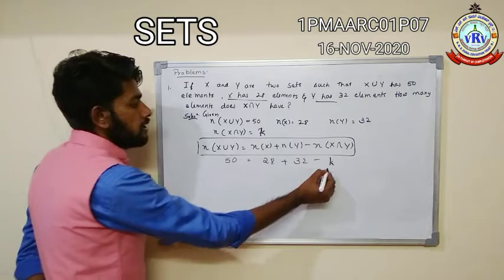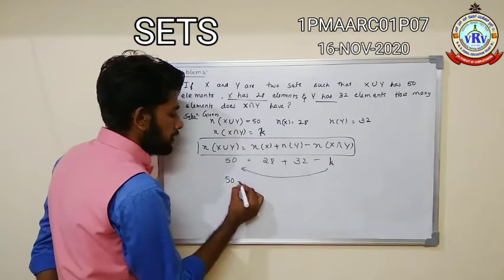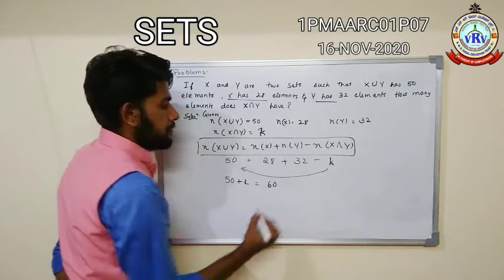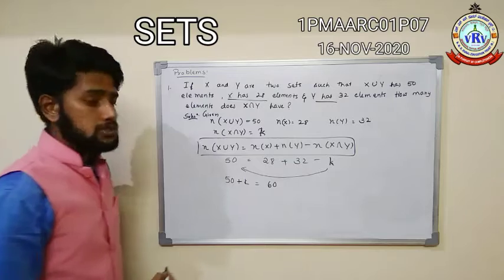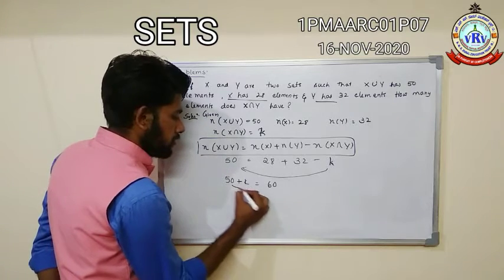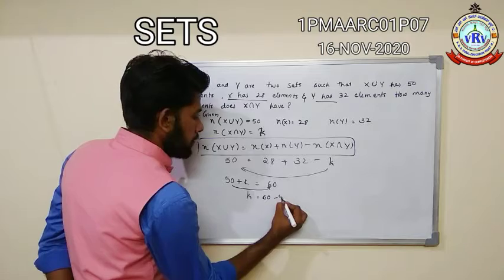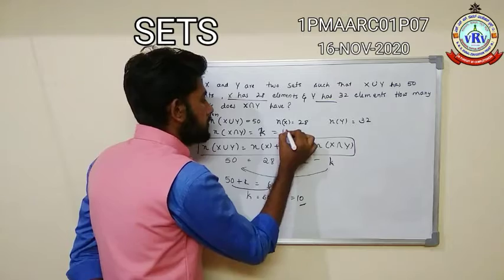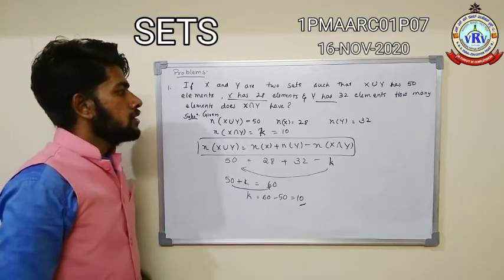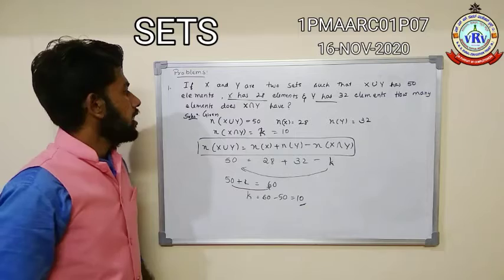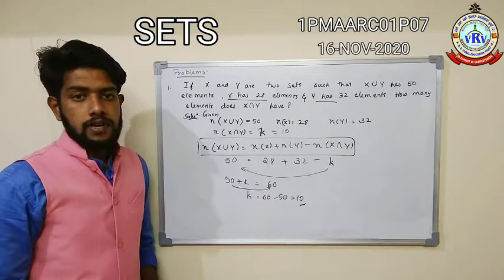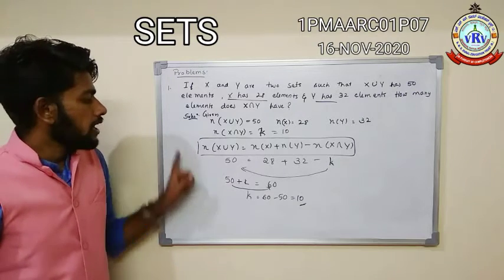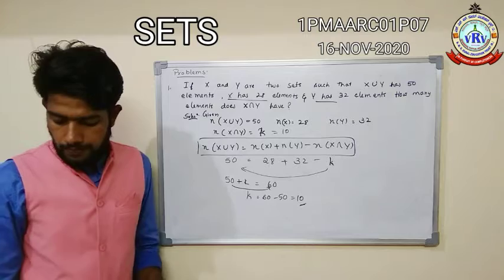It is simple. Just move this k to this side. It becomes 50 plus k is equal to 60, right? 28 plus 32 is equal to 60. Then k is equal to 60 minus 50, that is the number 10. Therefore, our required answer is that there are 10 elements in the set x intersection y. Hope you understood how to use this formula and how to write it in this procedure.